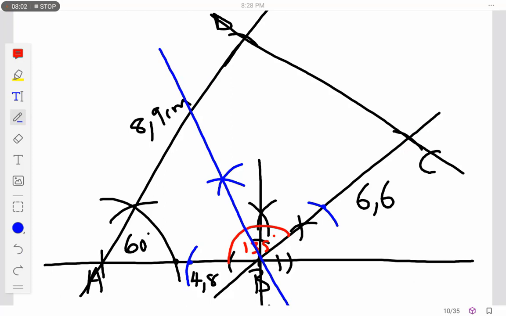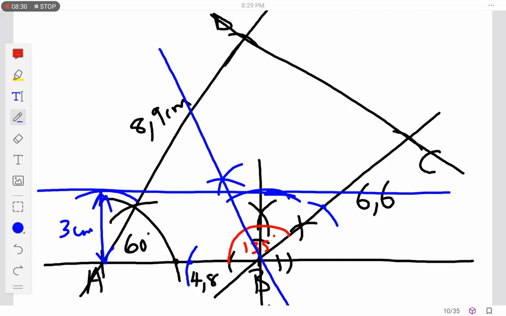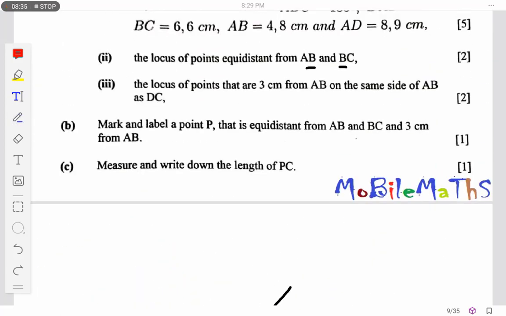Now let's measure our 3 centimeters from A. The distance from here to here is 3 centimeters. I go to B again, and I also have 3 centimeters. If I measure again, this is also my 3 centimeters. Now I'm done with this. You now draw a parallel line passing through all the points like that. So this is the locus of points there.